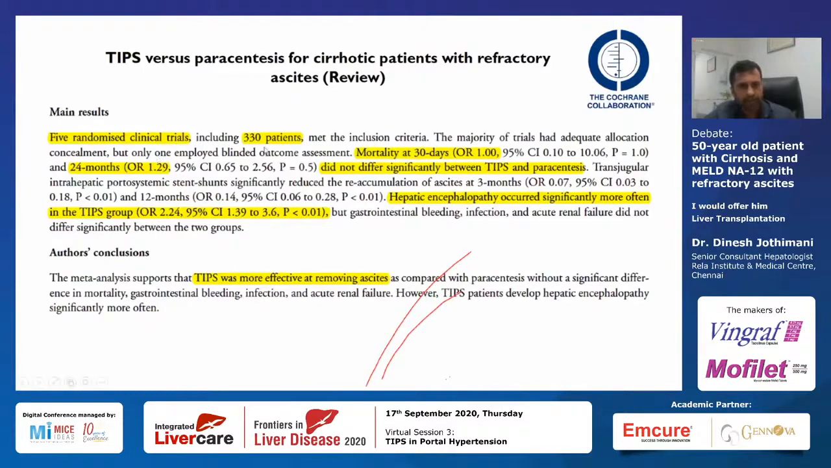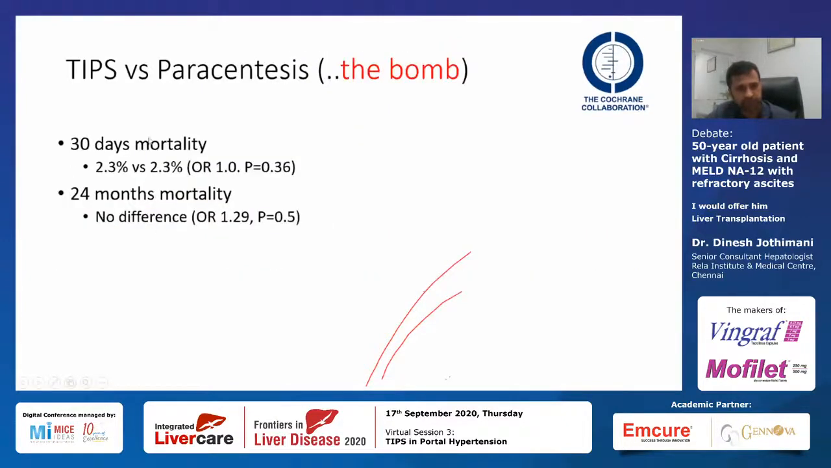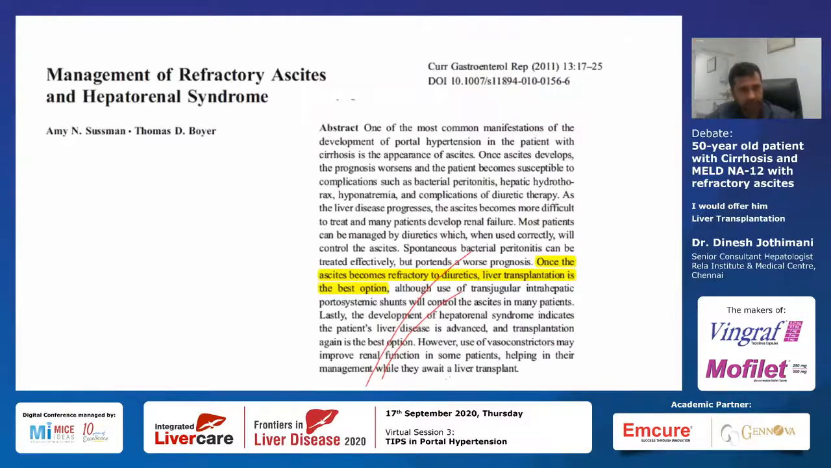The 5 randomized trials, so 330 patients, there is no difference between TIPS and large volume paracentesis in 30-day mortality or 24 months survival. Whereas the hepatic encephalopathy is significantly worse in patients with TIPS, which we all know about. Yes, I agree, TIPS removes ascites, but what else does it do? It just gives you very poor quality of life. So there is no difference in mortality, the 30-day and 24-month mortality between the two groups. This is a bomb for TIPS.